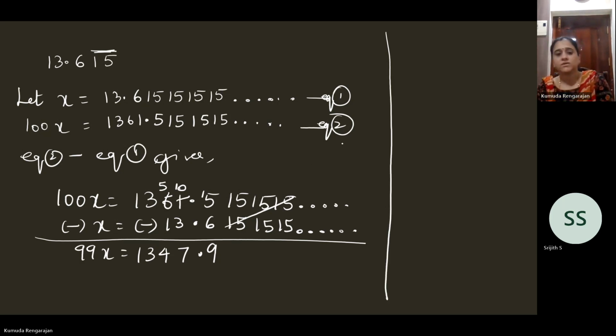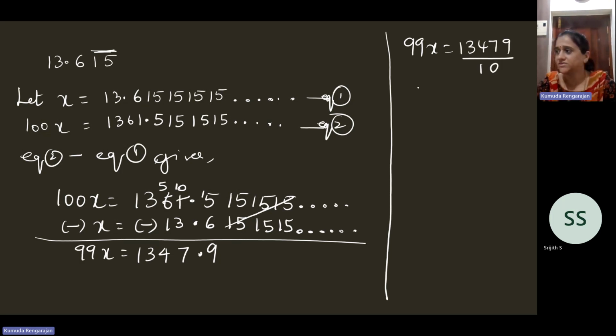Correct? So 99x is equal to 13479 by 10. This is the next step. Shift the decimal point. 13479 by 10. I've shifted the decimal point by 10. x is equal to 13479 by 10, and 99 will come for division. 99 from here will come for division.